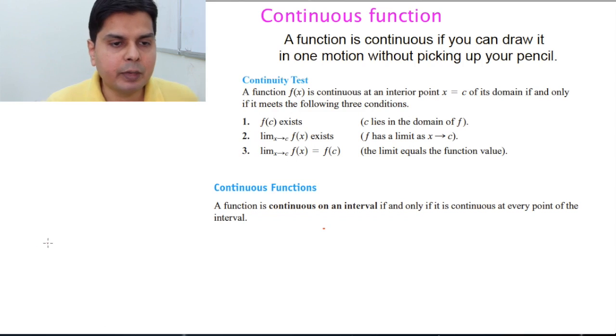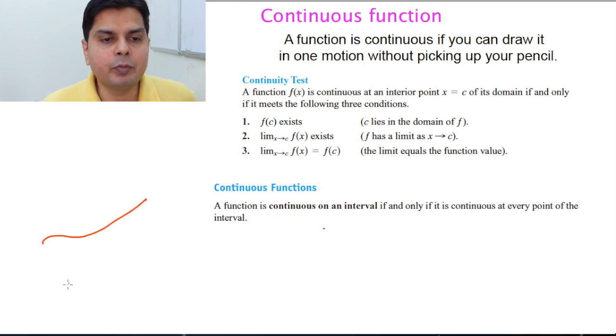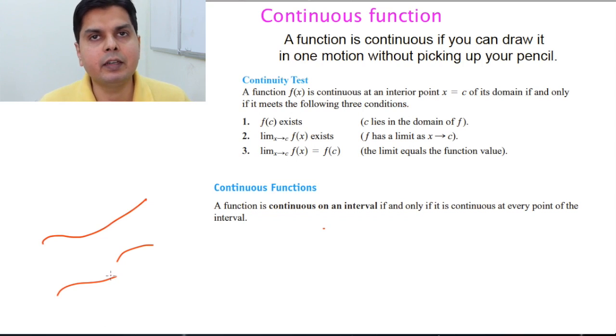For example, suppose I am drawing the graph of a function like this, then this function is continuous from here to here. But suppose I have been given another graph of a function like something like this, then this function I cannot draw without lifting my pencil at this point. So the second function is a discontinuous function, that is, it is not continuous, and the first function is continuous from this point to this point. Now this is a very simple definition in layman terms, and this definition uses the geometrical concept of drawing a function.